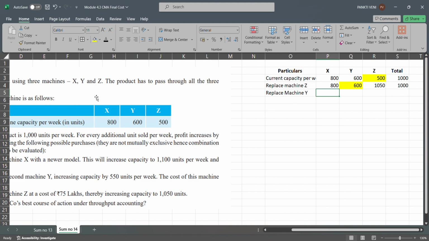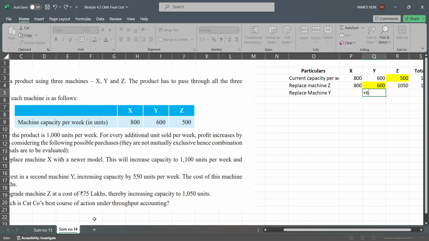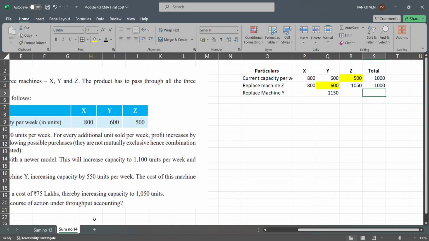So if I check for machine Y, invest in second machine Y, increasing capacity by 550. Whatever units they have given, 600, to that they have used the word by, and in the above statement they have used the word to. So that is the difference between the two. Since it was to, I wrote down the figure as it is. Since it is by, by 550 I have added. 800 will be as it is, 1050 and 1000 units.